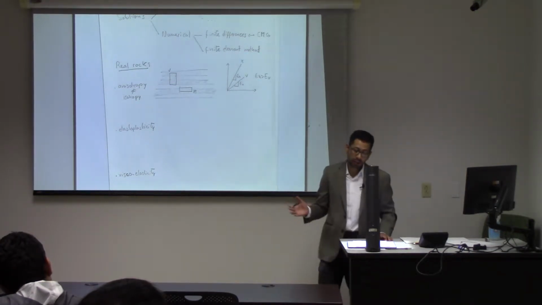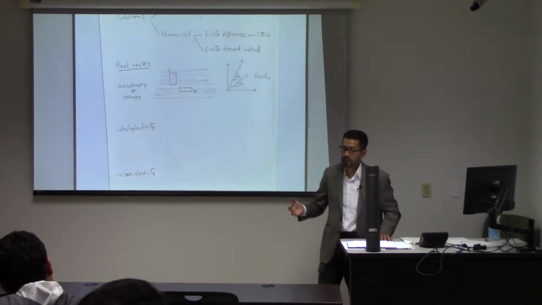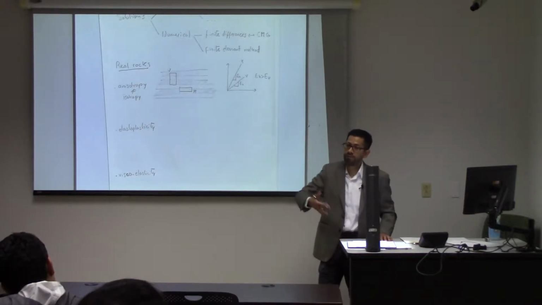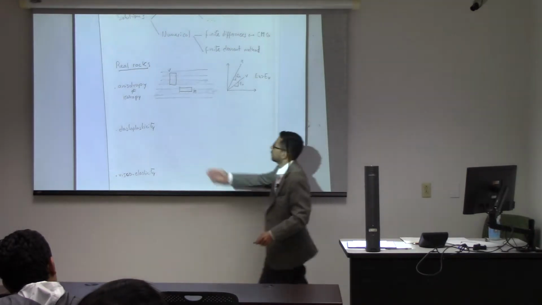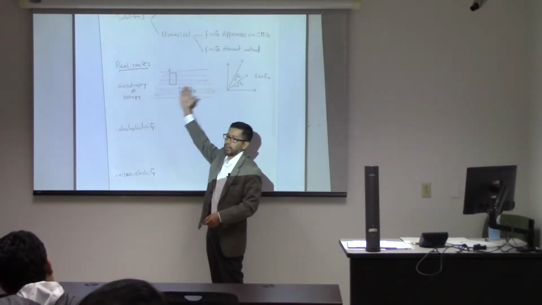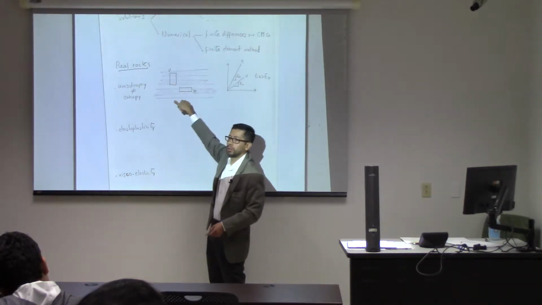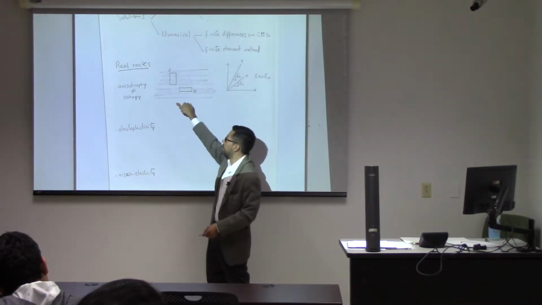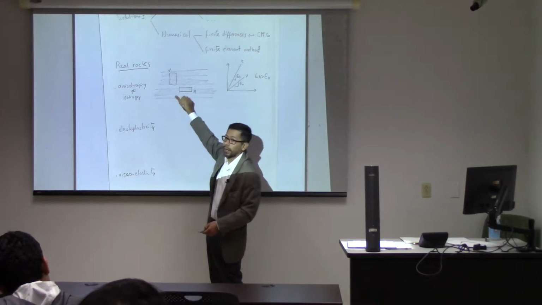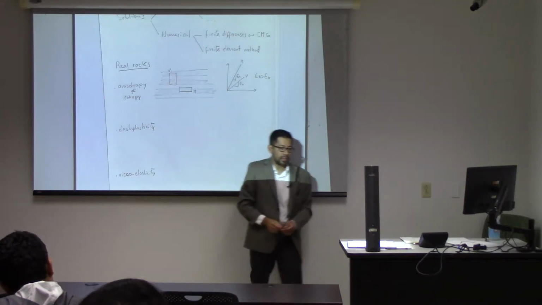And some rocks are even more complicated. They have another plane of symmetry. If you have fractures in the rock, imagine that now you have fractures in the plane of the board. Then you will have another modulus, another stiffness in this direction. So it gets a little more complicated.